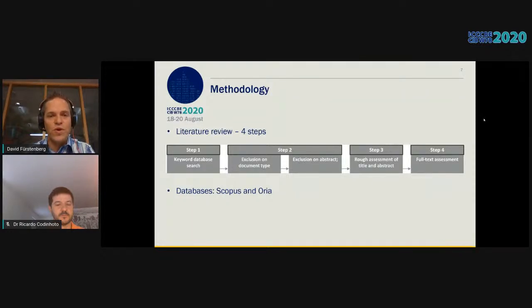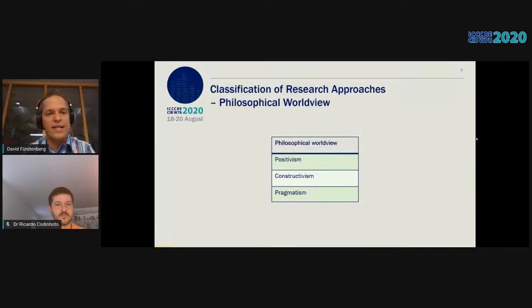Then in step 2, I excluded all articles that were not peer-reviewed journal articles and that did not have information management in the abstract. As a step 3, I excluded all papers that were not in the design and construction phase. And the 4th step was a full text assessment followed by an analysis.